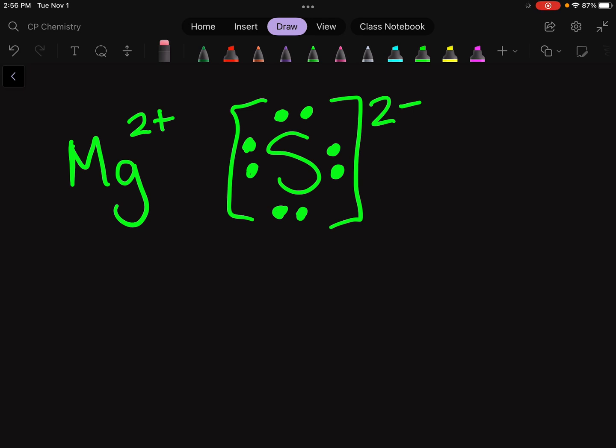And since both are satisfied, magnesium has lost all of its electrons and sulfur has gained all that it can. It only took 1 magnesium atom and 1 sulfur atom to complete this compound. So the formula for this compound is MgS.